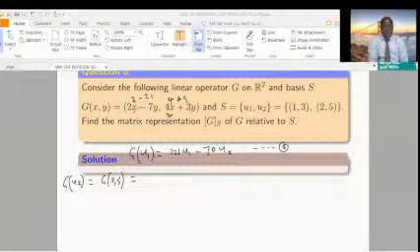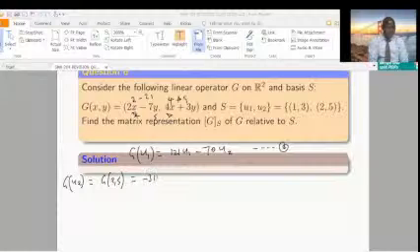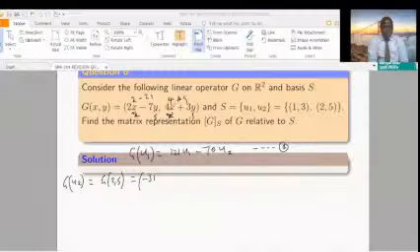Where there is X, put 2. And where there is Y, put 5. This would be 4 minus that 5, which is negative 1. And what about here? Put 2 where there is X here and 5 here. This will be 8 plus 15, which is 23.